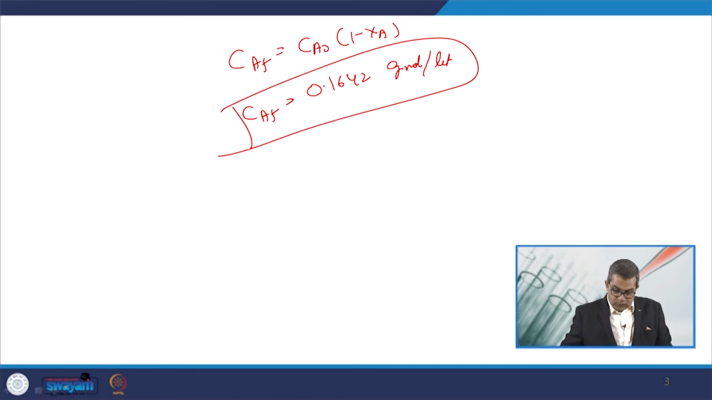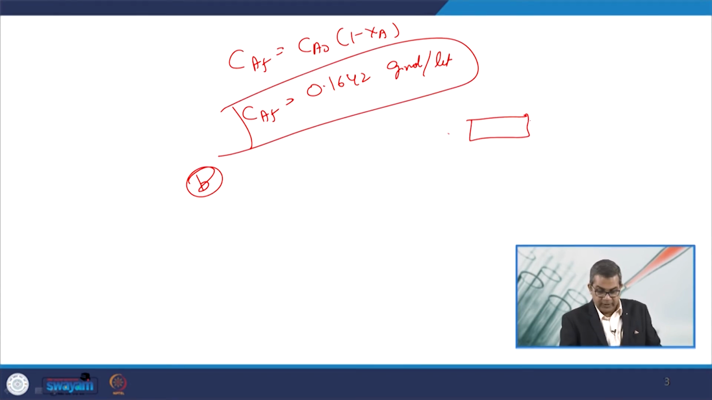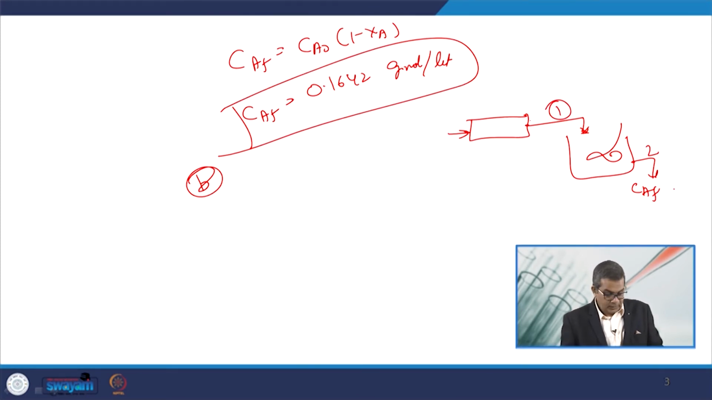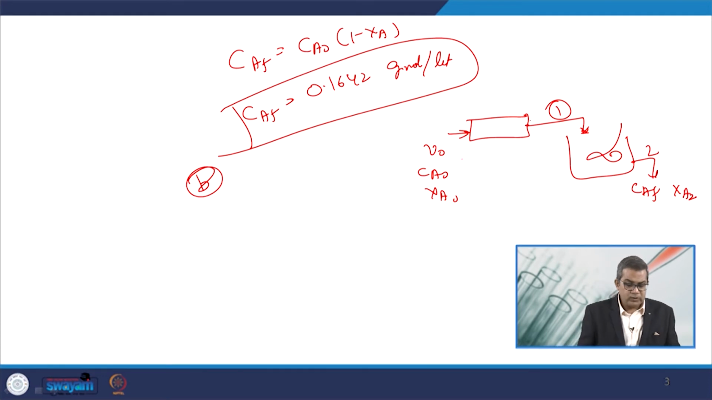Now, let us move to part B of this particular problem. Here the ideal plug flow reactor is followed by the mixed flow reactor. So, here this is my plug flow reactor and this is my mixed flow reactor. Now, here we have CAF, that is 0.2 and 0.1, and XA2, and here these are the coordinates and the values are given as per.